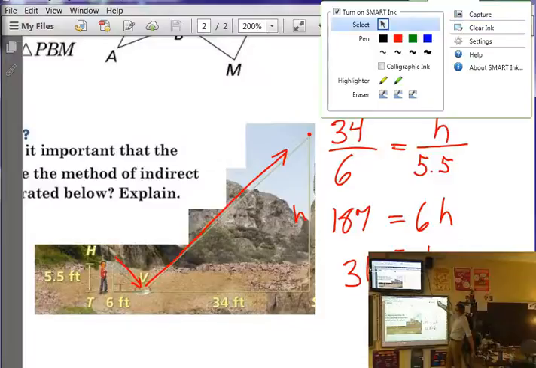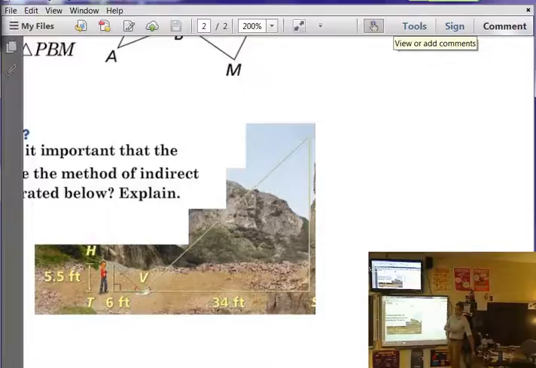Yeah. On the homework, it says to name the postulate or theorem you used. So for the, if we, never mind.